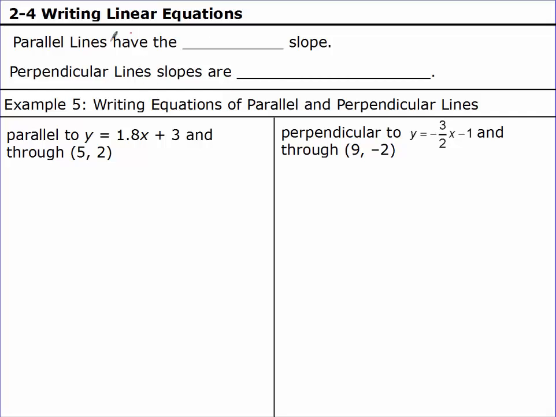Alright, last thing in this section is parallel lines. So parallel lines have the same slope. Perpendicular lines' slopes are opposite reciprocals.